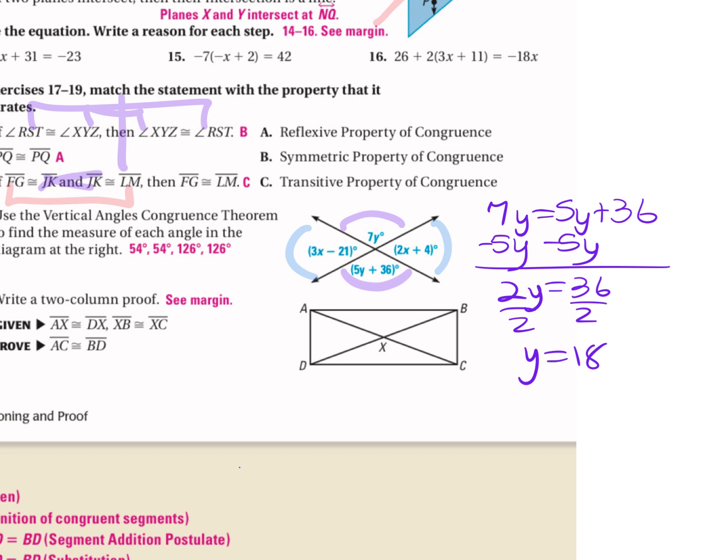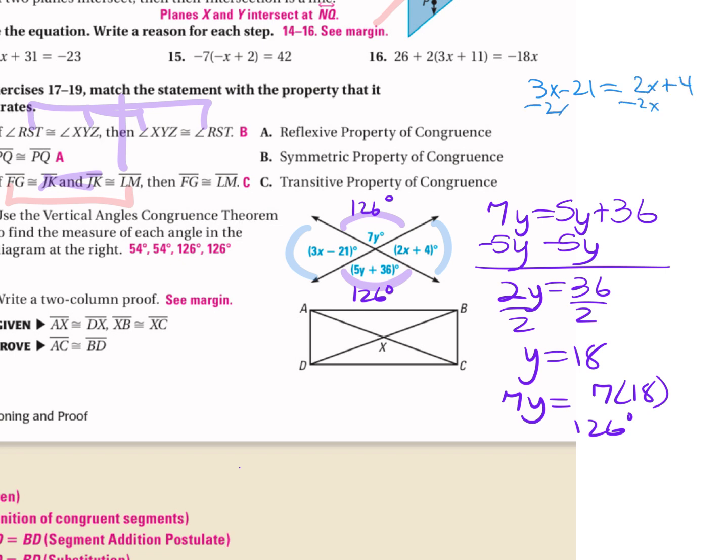So what I would do is take the 7y, plug in 18, so 7 times 18, and I get 126. So these 2 angles are both 126. And then to do the blue one, you're going to set 3x minus 21 equal to 2x plus 4. So you'll subtract 2x. X minus 21 equals 4. Add 21. X equals 25.